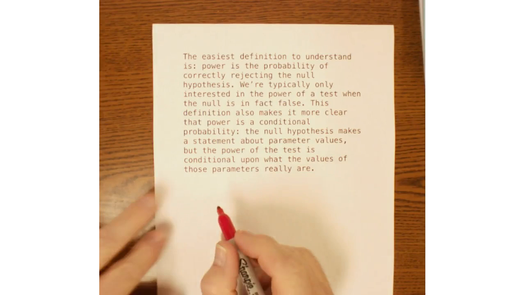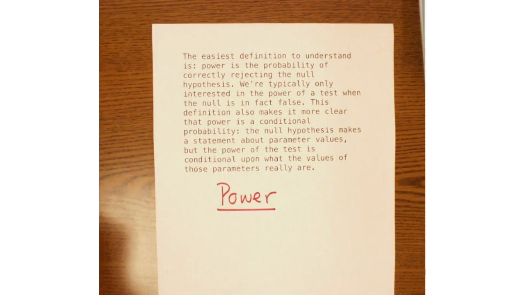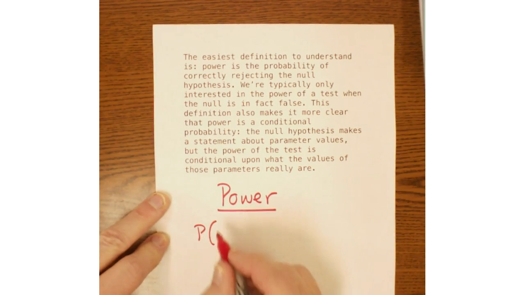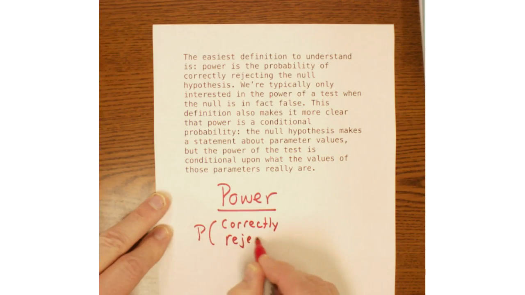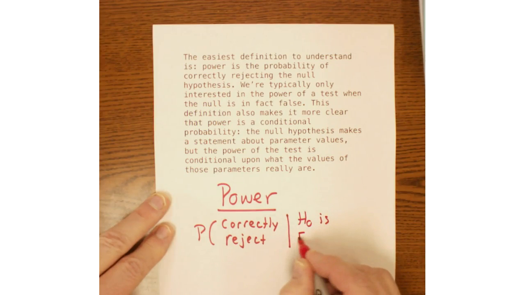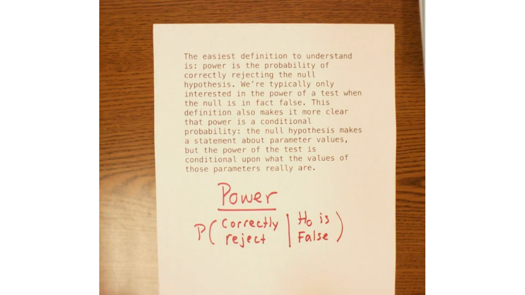So power. What do I mean by the power of a test? The easiest definition, I think, is that the power of a test is the probability that you correctly reject H0, given the H0 is actually false. So it's a conditional probability.